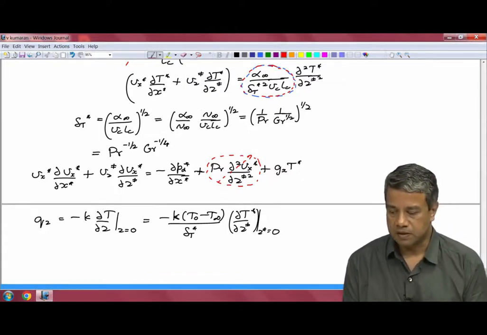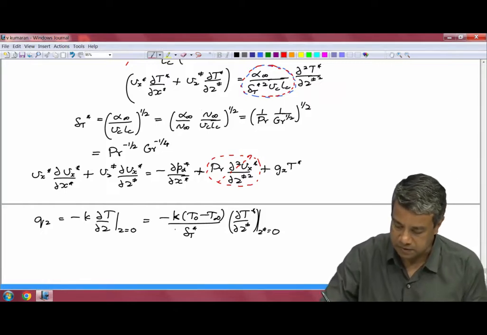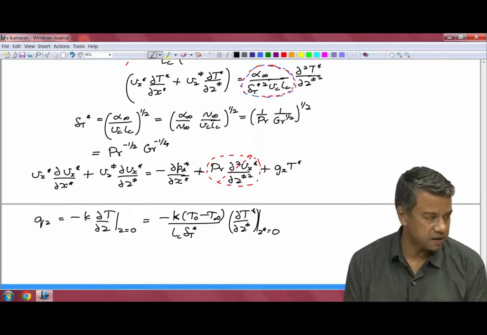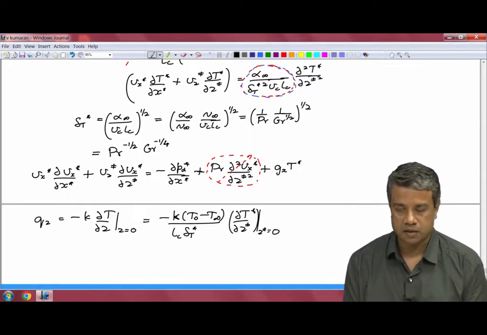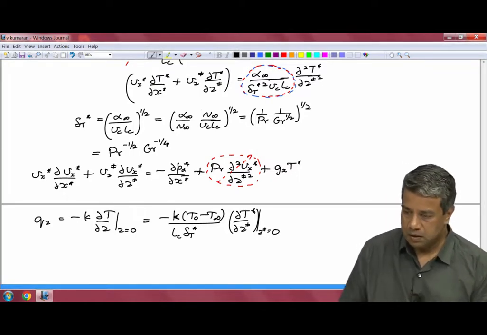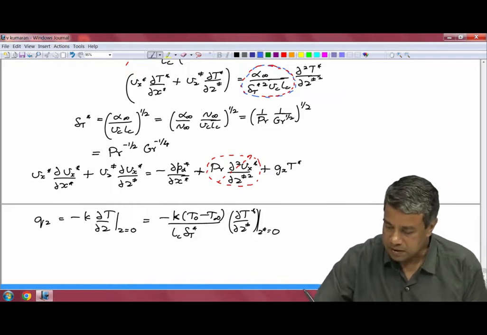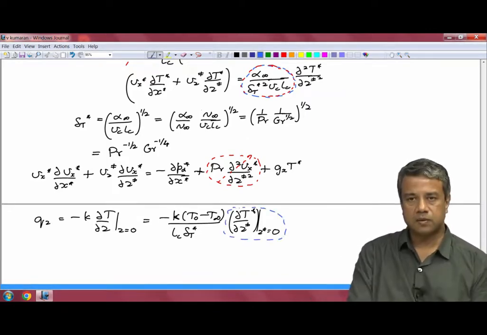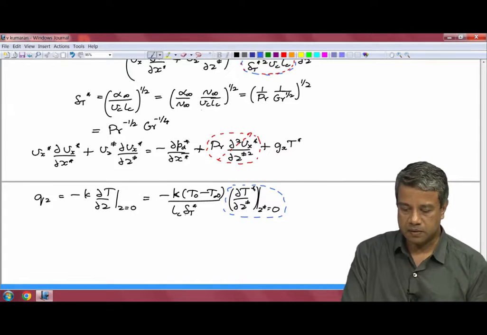Therefore, this partial t by partial z contains no parameters. I should have an LC here, my apologies, because Z double dagger is LC times delta T star. So, that also contains no parameters. Therefore, this contains no parameters. The average flux depends only upon geometry, and it contains no parameters.